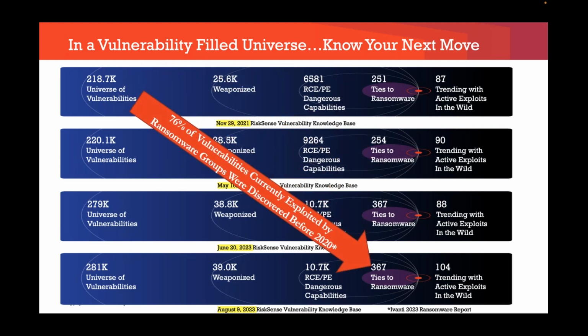This stat: 76% of vulnerabilities currently exploited by ransomware groups were discovered before 2020. Hopefully this doesn't surprise everybody. We produce a comprehensive ransomware report quarterly with our sister company Securin, and the data that comes out of that is amazing. If you guys are interested in that, we can get that link over to Paul and Matt, and they can provide that. But it is an amazing resource for you guys to keep abreast of what's going on from a ransomware perspective.